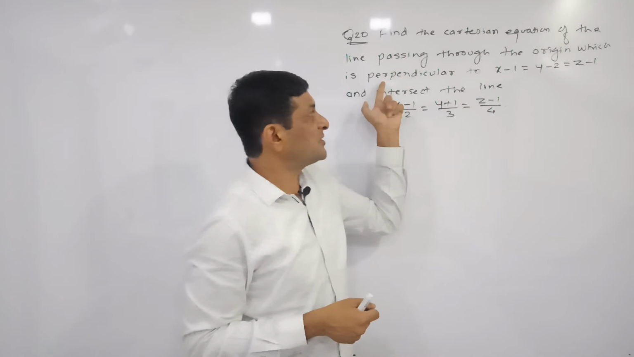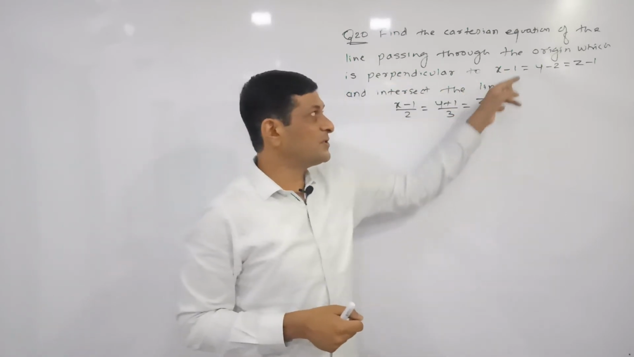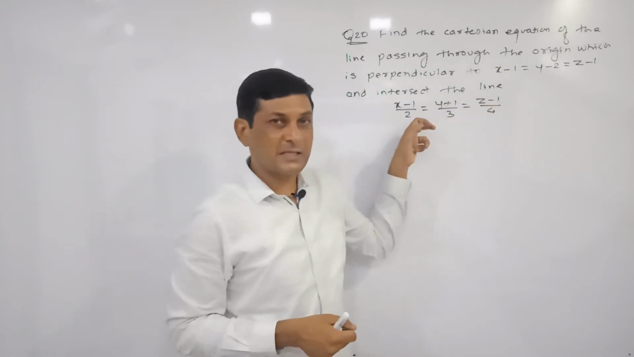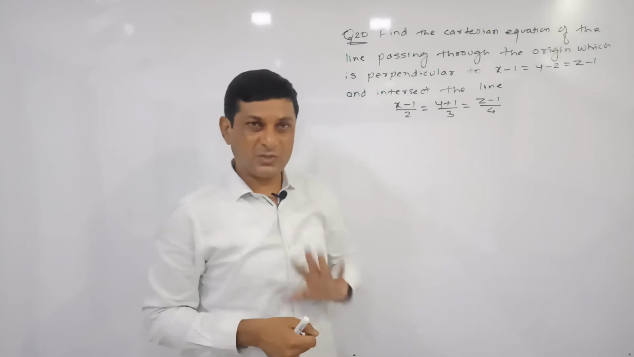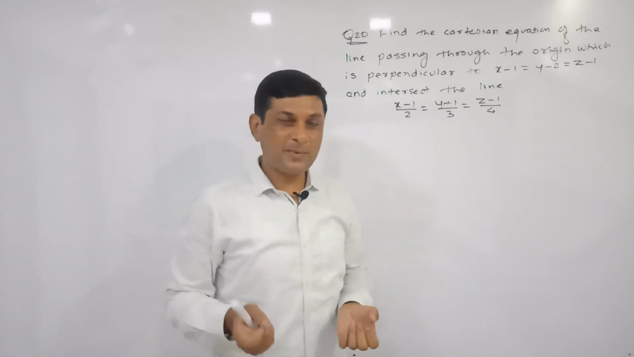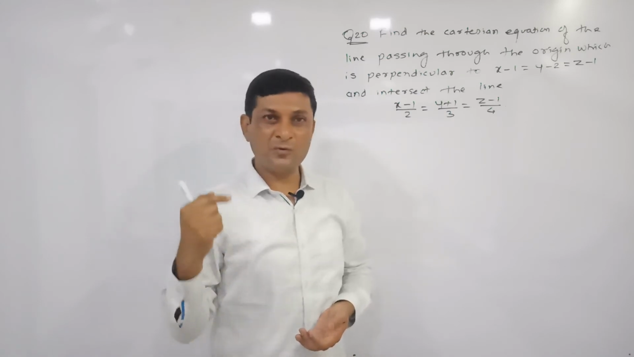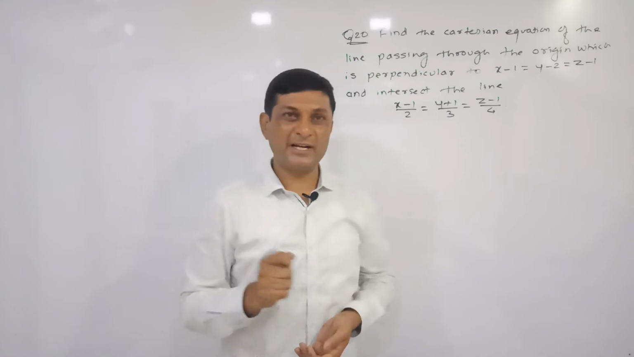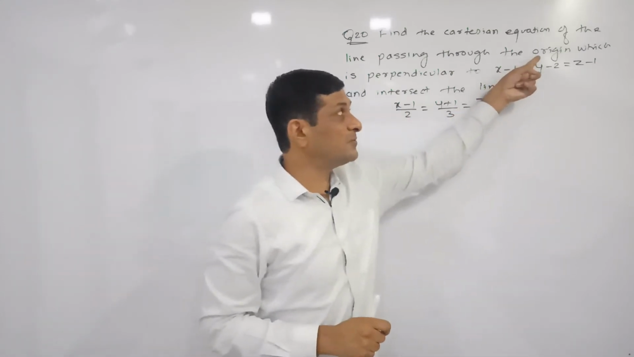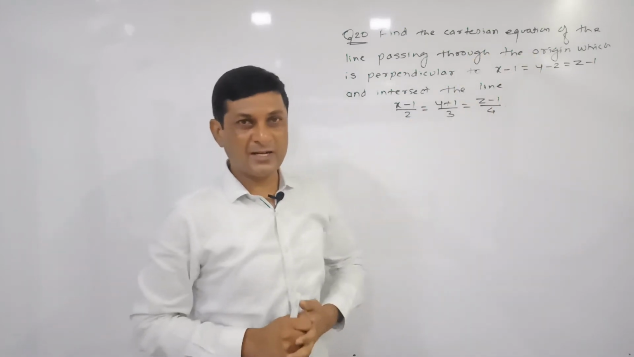This line is perpendicular to this line and intersects this line. Using these conditions, we have to find the direction ratios. Once the point and the direction ratios are known, the equation of line can be found by applying which formula? (x minus x1) upon a is equal to (y minus y1) upon b is equal to (z minus z1) upon c. The coordinate of one point is already given, which point? Origin, and the remaining part is just to find the direction ratios.